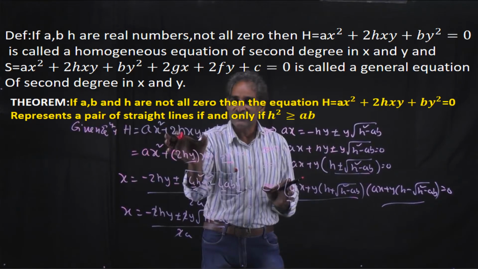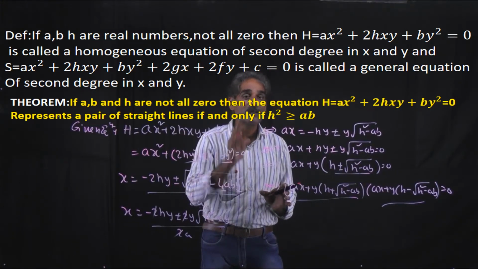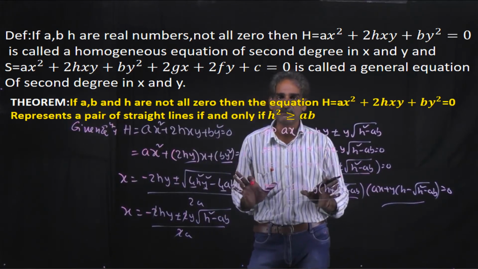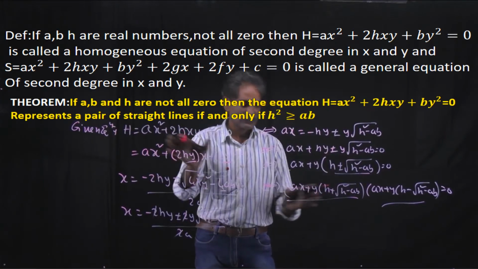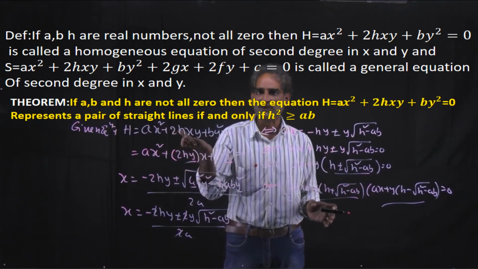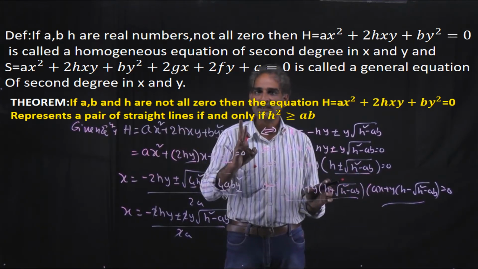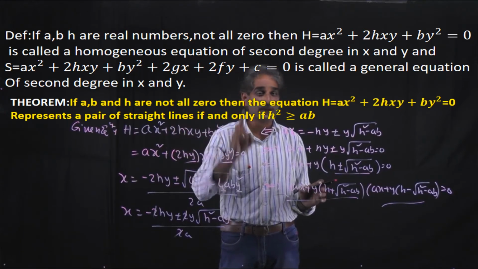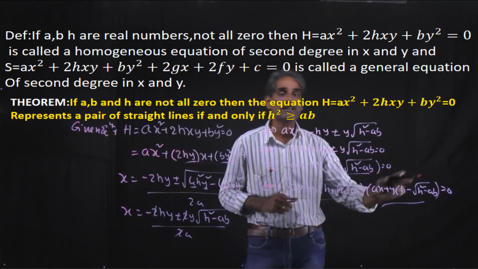This homogeneous second degree equation represents two lines passing through origin when h square is greater than ab. This is the theorem. So we can use this formula to split this type of equation. These are the separate equations of the two lines. Understand? This is a homogeneous second degree equation, and it represents two lines passing through origin when h square is greater than ab.